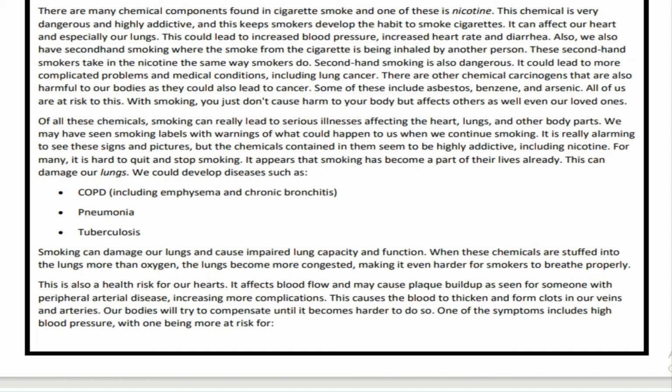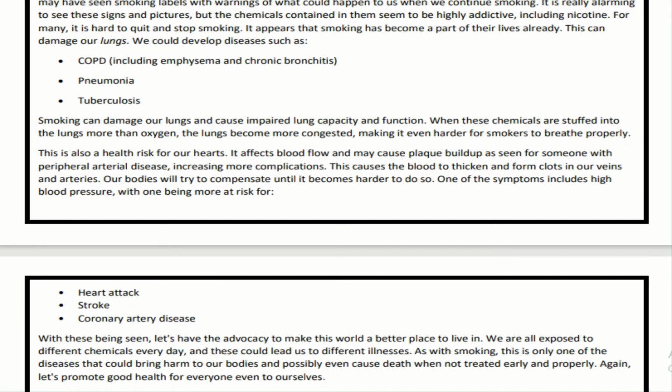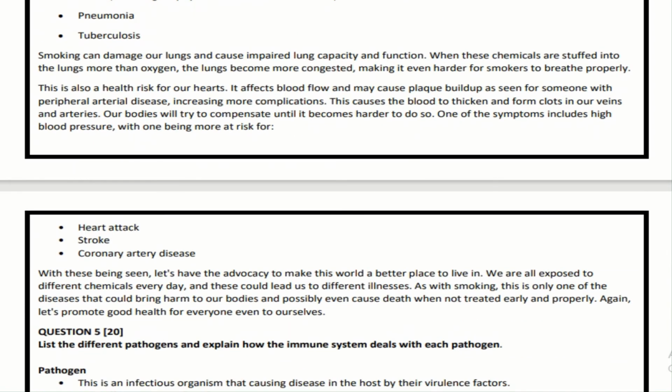This can cause lung damage. We could develop diseases such as COPD, including emphysema and chronic bronchitis, pneumonia, and tuberculosis. Smoking can damage our lungs and cause impaired lung capacity and function. When these chemicals are stuffed into the lungs more than oxygen, lungs become more congested, making it even harder for smokers to breathe properly.